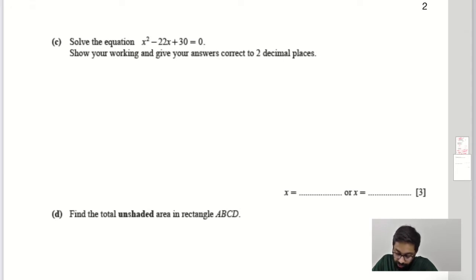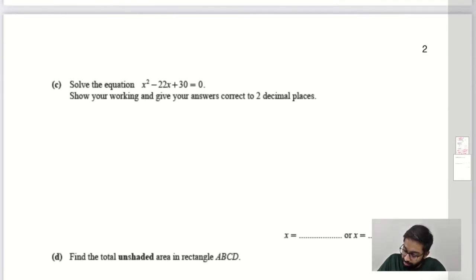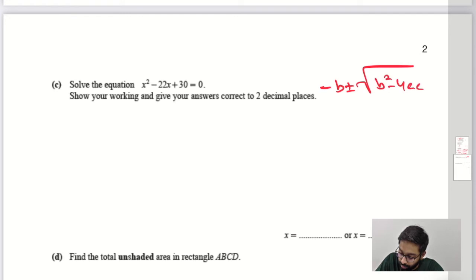The next part says: Solve the equation x squared minus 22x plus 30 equals 0. Show your work and give your answer correct to 2 decimal places. Okay, so first of all, how to solve this? We can solve this using the quadratic formula, which is negative b plus minus under root b squared minus 4ac over 2a. Now, what is this a, b, and c?